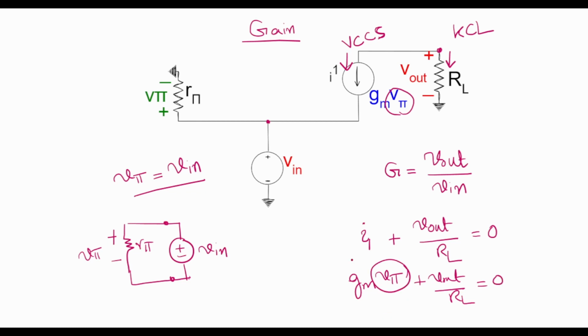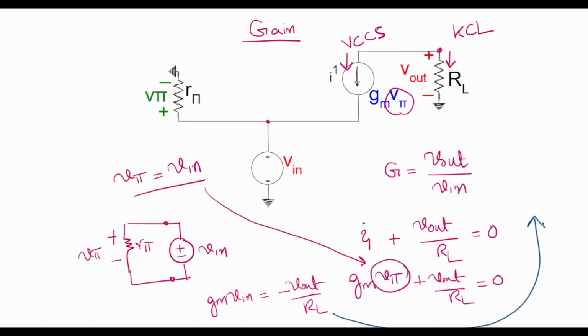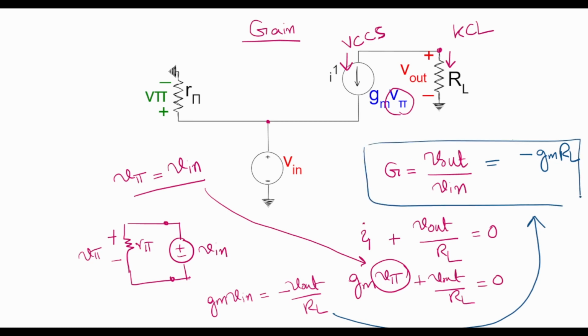And V pi we know is equal to V in. So substituting here, I get Gm times V in is equal to minus V out over RL. And from this equation, V out over V in can be written as minus Gm times RL. So this is the gain of this circuit.